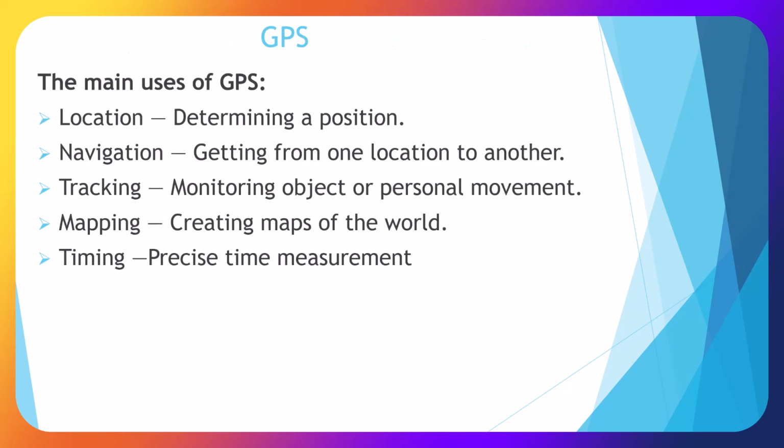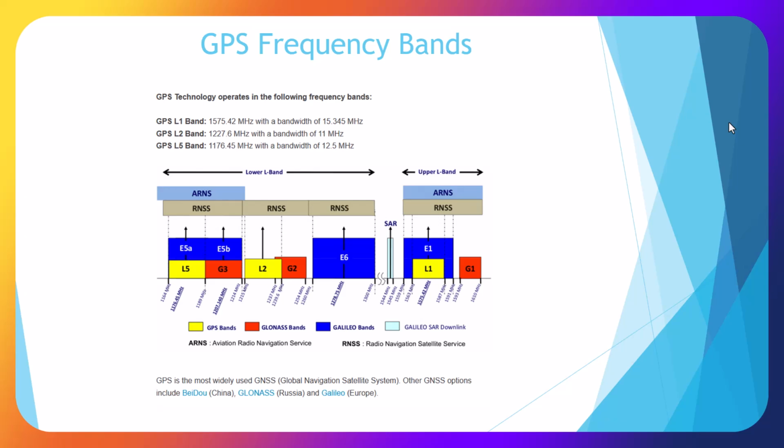Okay, the main uses for GPS are location, navigation, tracking, mapping, and timing. In order for GPS to work, we have to have very, very accurate timing, which we can also utilize. Here's a diagram of navigational satellite frequencies, breaking it all down. And in the United States, we have L1, L2, and L5 bands.